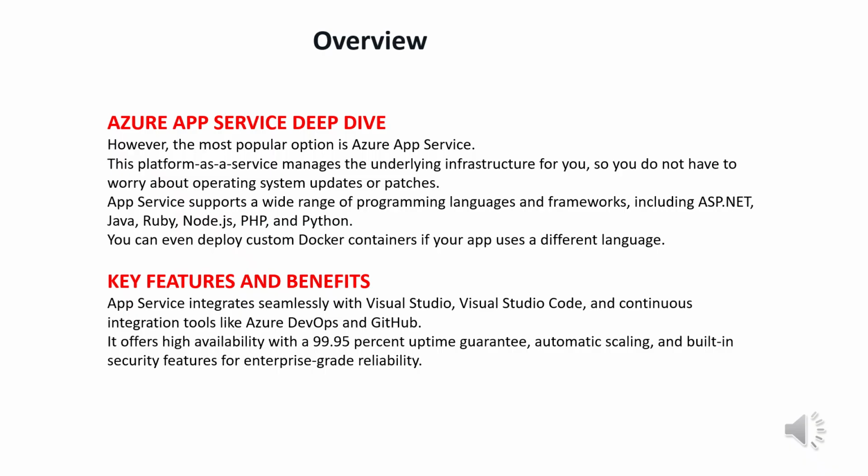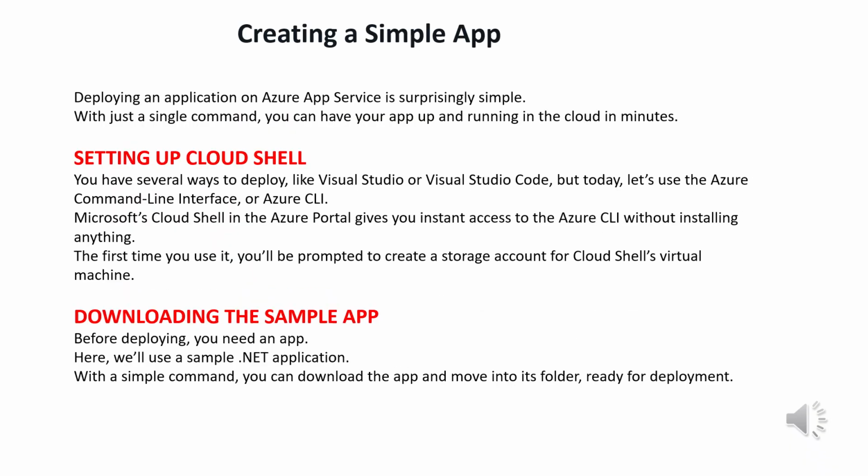It offers high availability with a 99.95% uptime guarantee, automatic scaling, and built-in security features for enterprise-grade reliability. Deploying an application on Azure App Service is surprisingly simple. With just a single command, you can have your app up and running in the cloud in minutes.